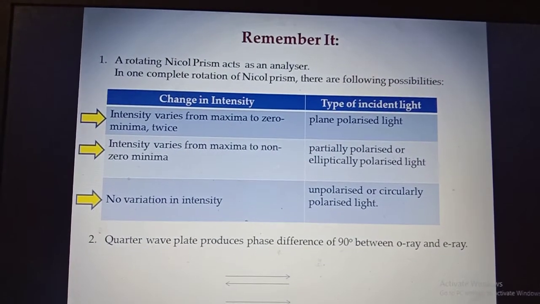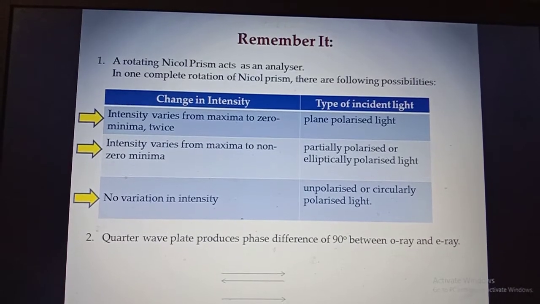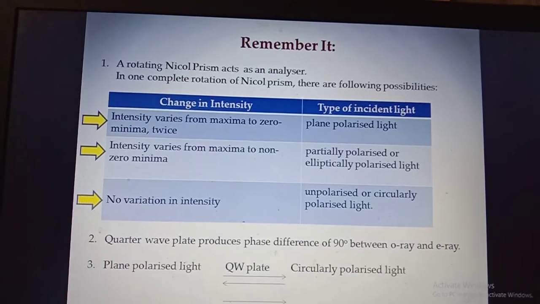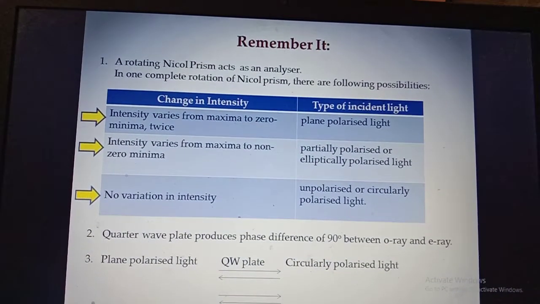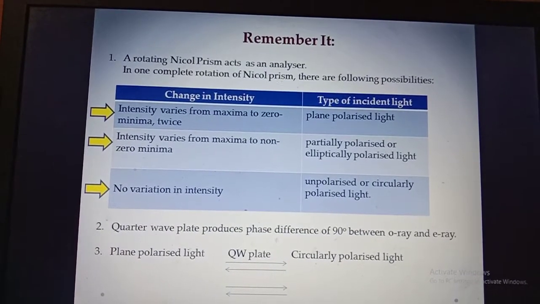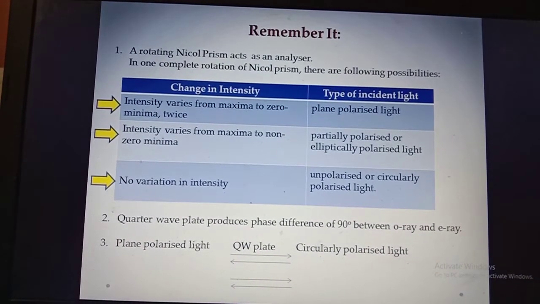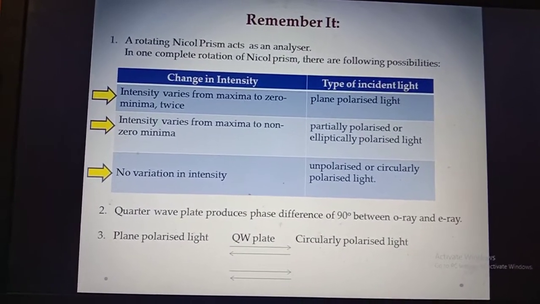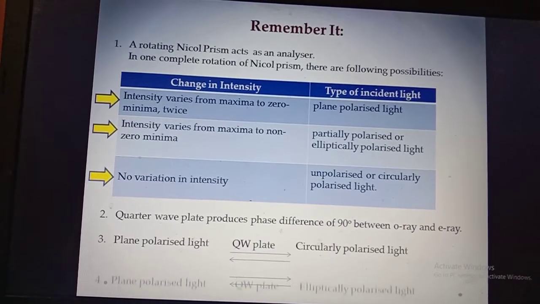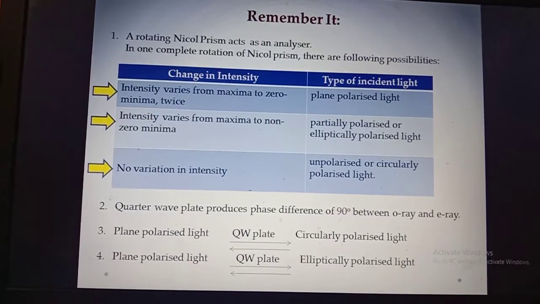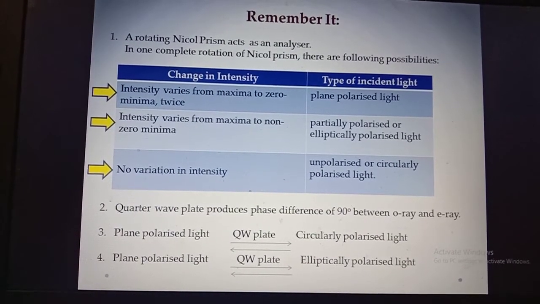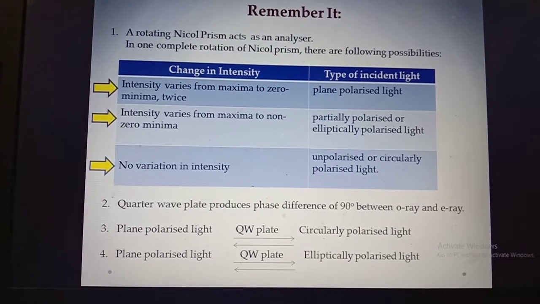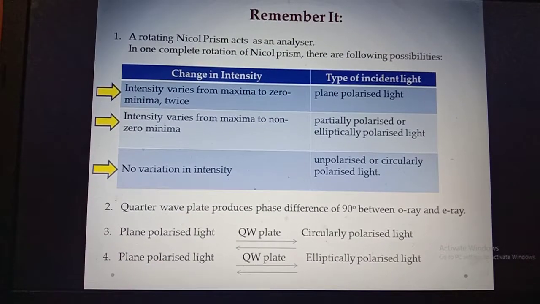Now, the second important fact is that a quarter wave plate produces a phase difference of 90 degrees between the O ray and E ray. The third fact is that when plane polarized light passes through the quarter wave plate, it produces circularly polarized light, and when circularly polarized light passes through the quarter wave plate, it produces plane polarized light. Similarly, the fourth important fact is that when elliptically polarized light passes through the quarter wave plate, plane polarized light is produced.